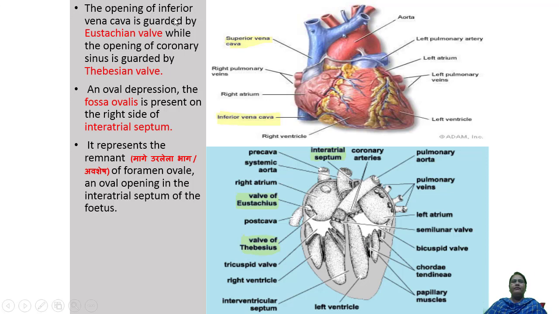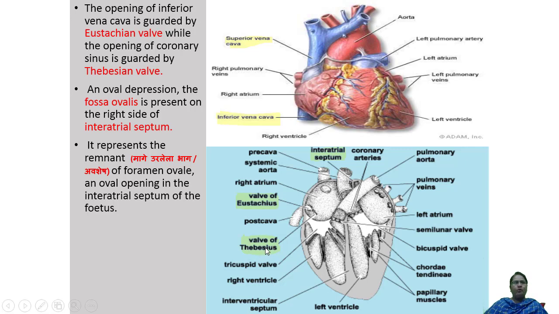Next one, the opening of inferior vena cava is guarded by Eustachian valve. Now these valves are guarding the opening of the inferior vena cava. Okay, Eustachian valve. Then the opening of the coronary sinus is guarded by Thebesian valve. You can see here the valves. It is called the valve of Thebesius.